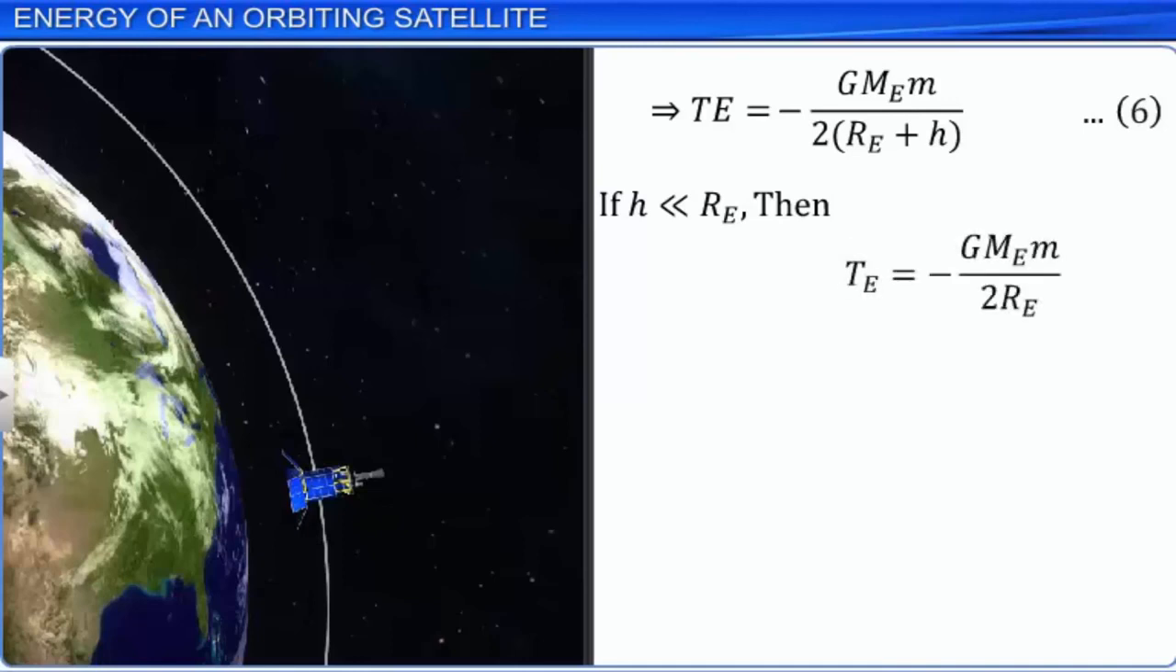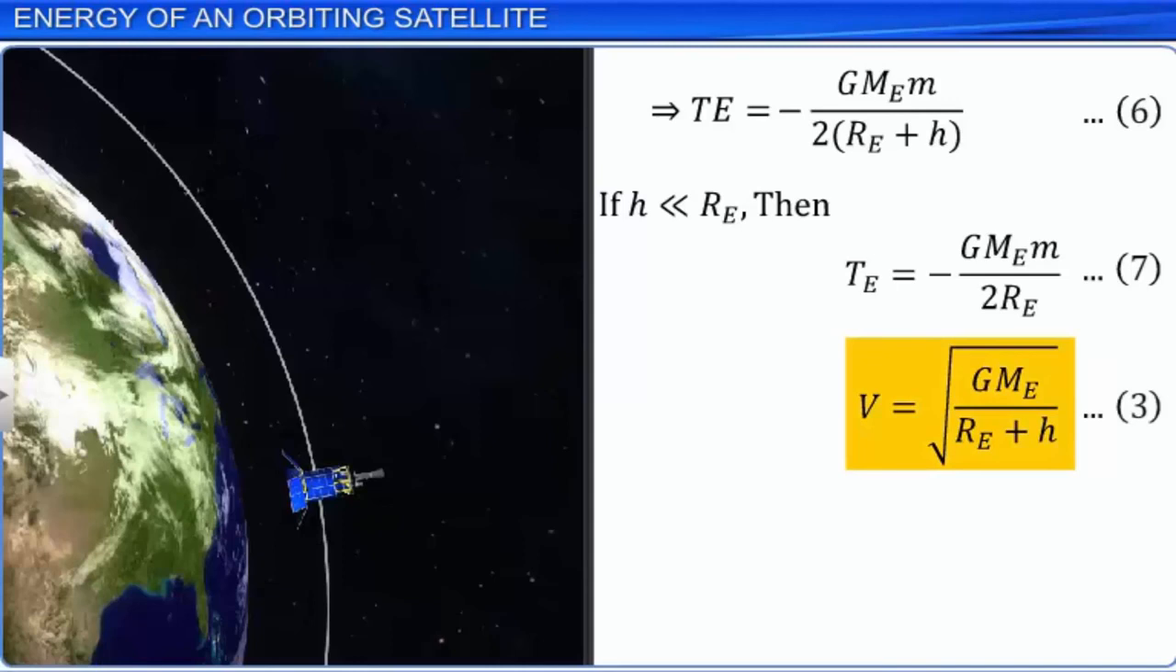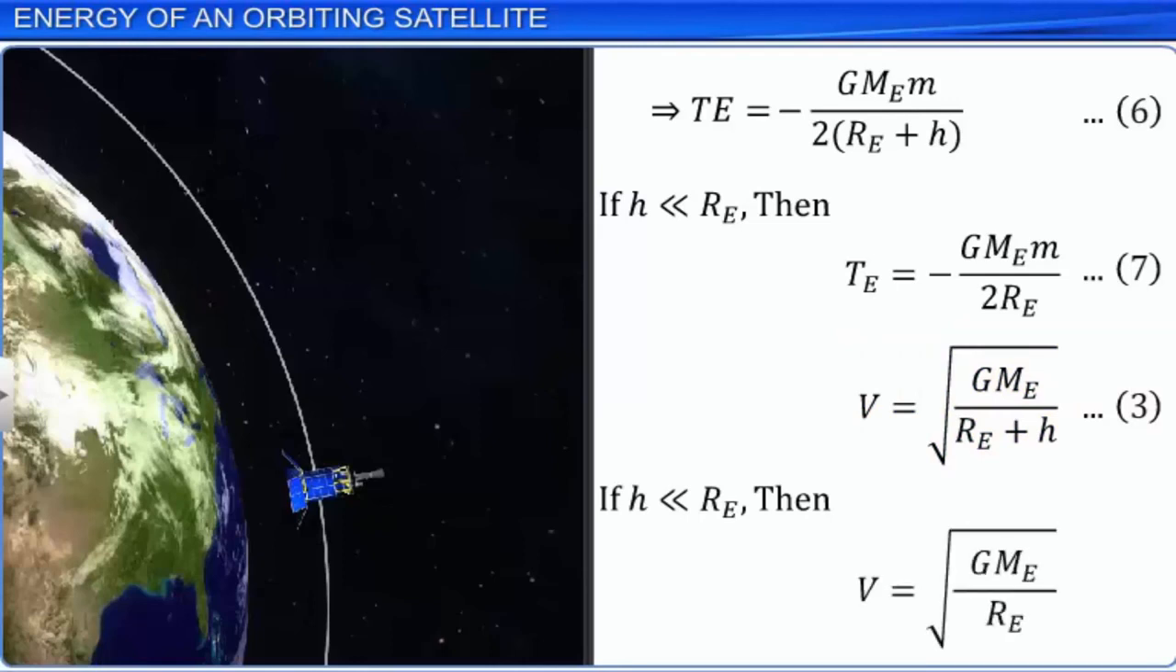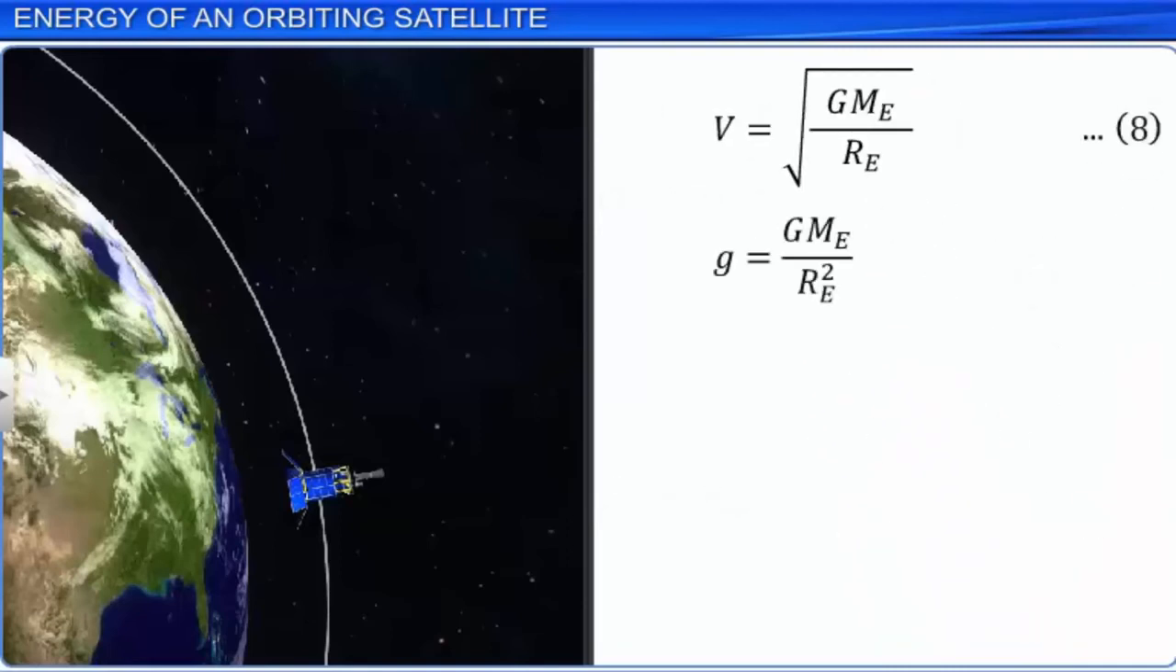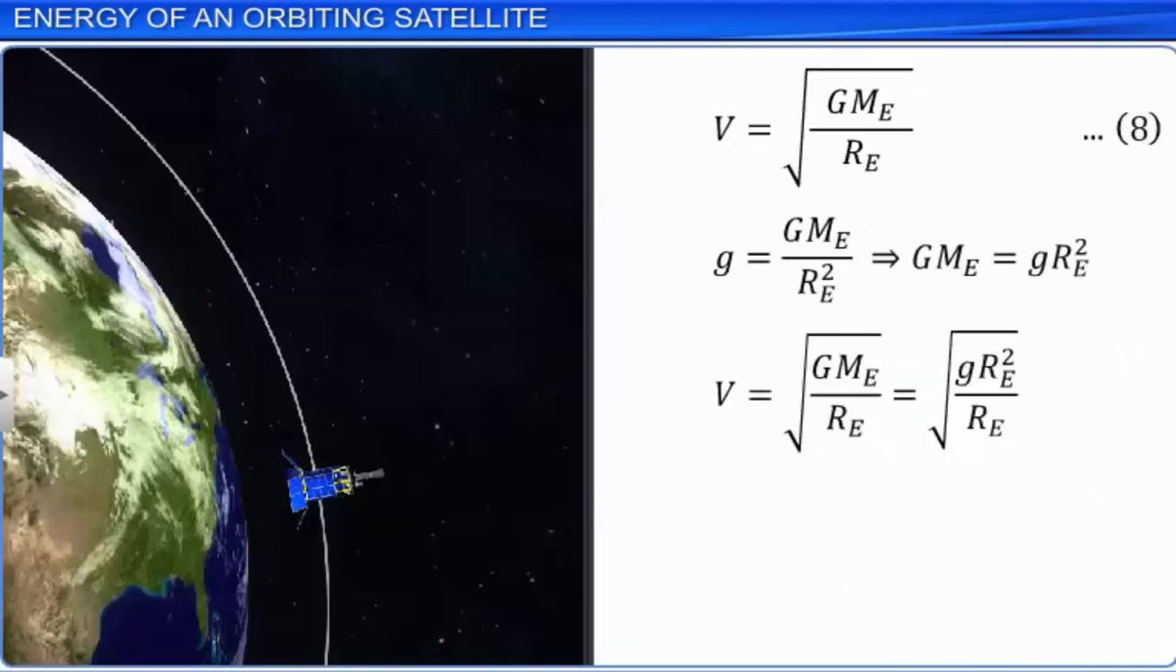The speed of the satellite in its orbit is obtained by substituting 0 for h in equation 3. This gives the speed of the satellite in its orbit as v equal to square root of G M_E by R_E. Let this be equation 8. Using the relation between acceleration due to gravity on the surface of the Earth and the universal gravitational constant, the orbital speed of the satellite can be expressed as v equals square root of g R_E. Let this be equation 9.